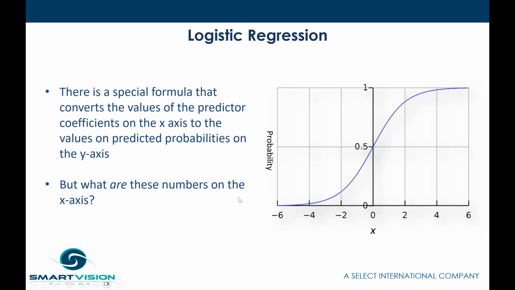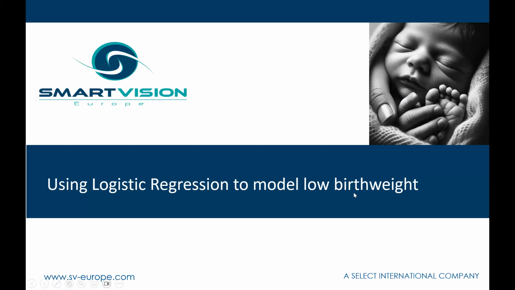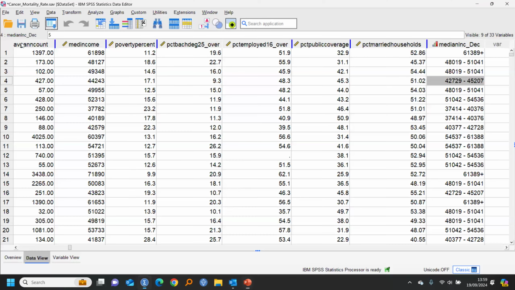The special formula that it uses is called a link function. It takes those regression coefficients, puts them through a little formula, and converts everything into a probability. That's what these special numbers are. And you see examples of these log odds being produced when we try to use logistic regression to model low birth weight. Let's jump out to a data set there, which shows that.